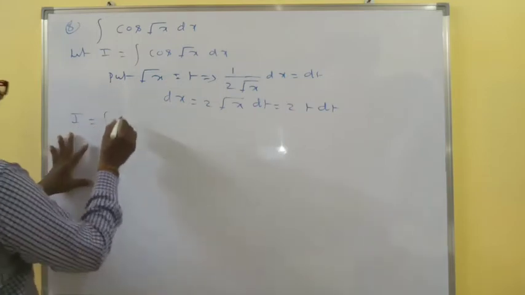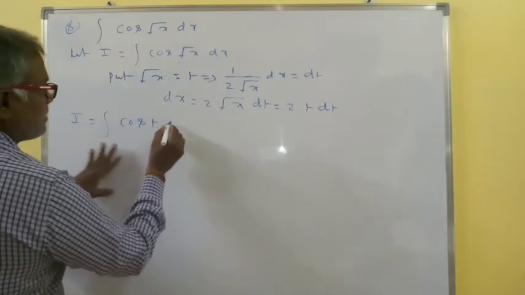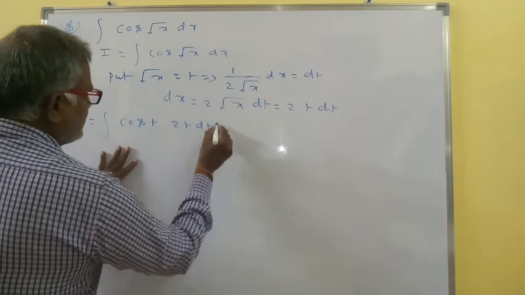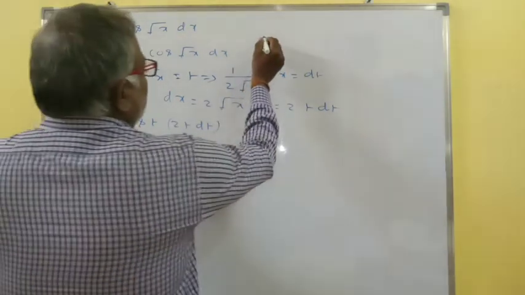Therefore I is equal to the integral of cos t into dx, which means 2t dt.